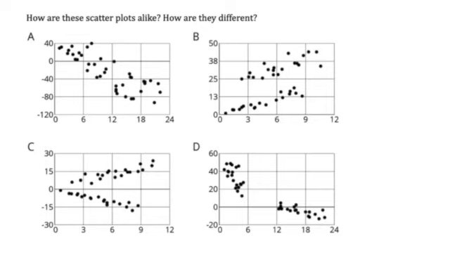I want you to think about how these scatter plots are alike and how they are different. What makes each one unique, and is there anything weird about any of them? Are there any patterns you notice? Just take a minute and pause and think about what you see while I add in text boxes.